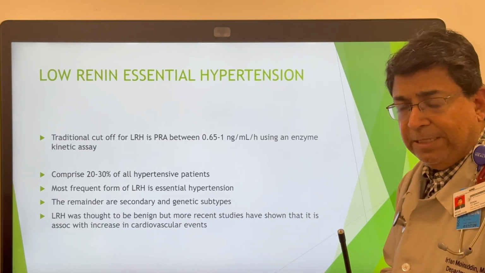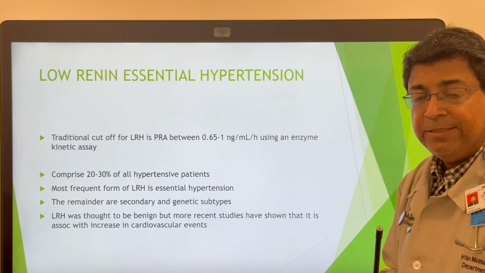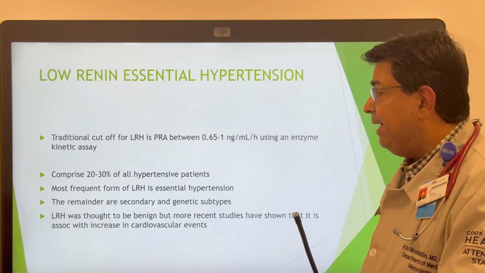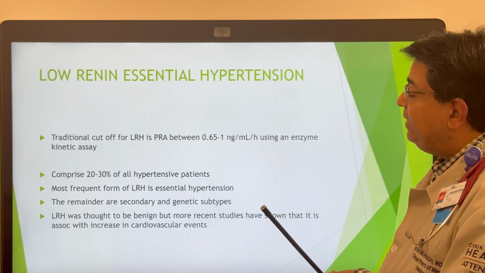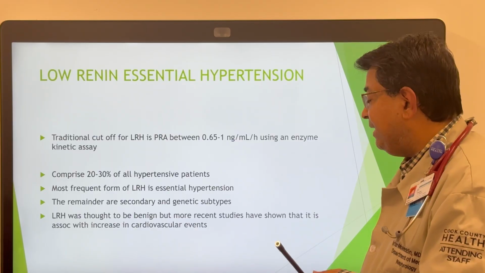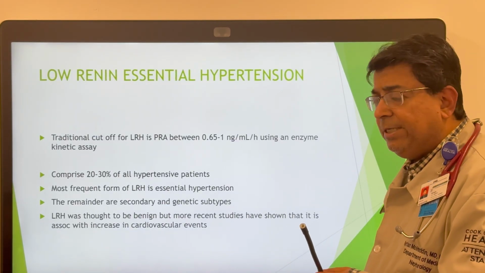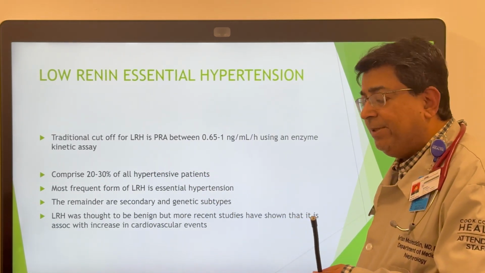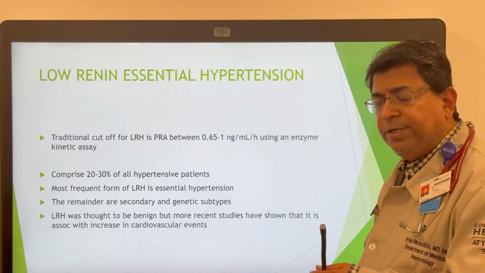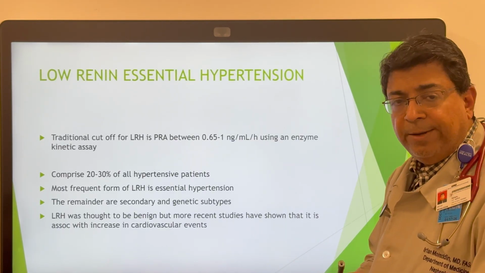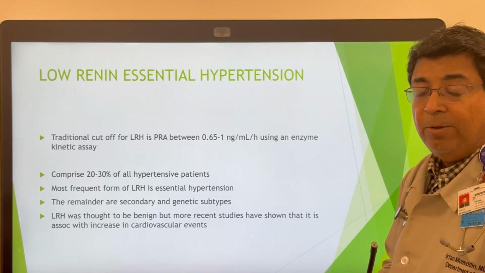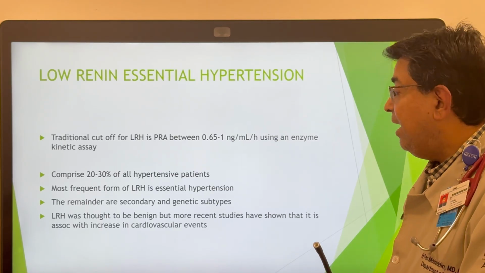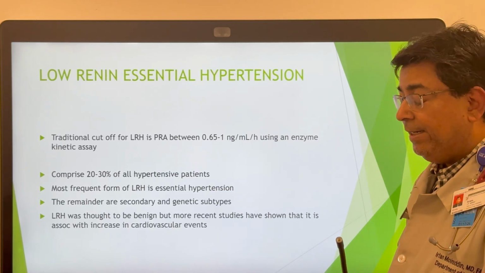So I'm going to briefly mention low-renin essential hypertension because this is actually an important etiology to remember. And subsequently, I will devote an individual full session to low-renin essential hypertension. Low-renin hypertension comprises about 20 to 30% of all hypertensive patients. So if it only comprises 20 to 30% of hypertensive patients, why should we worry about low renin hypertension? Because almost 70 to 80% of difficult to control hypertension or resistant hypertensives are low renin essential hypertension.